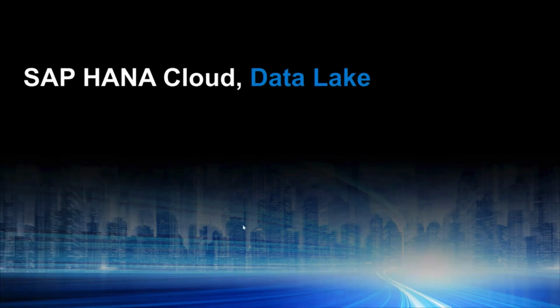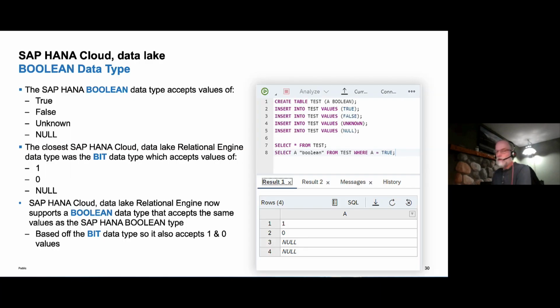Thanks, Jose. Okay, so for the data lake this quarter, we have a couple of new features being released. First off, we're continuing to perfect or improve the data type consistency, the semantic consistency, between the SAP HANA database and the data lake relational engine in HANA Cloud. Last quarter we did VARCHAR character length semantics. This quarter we have implemented a true Boolean data type in data lake.